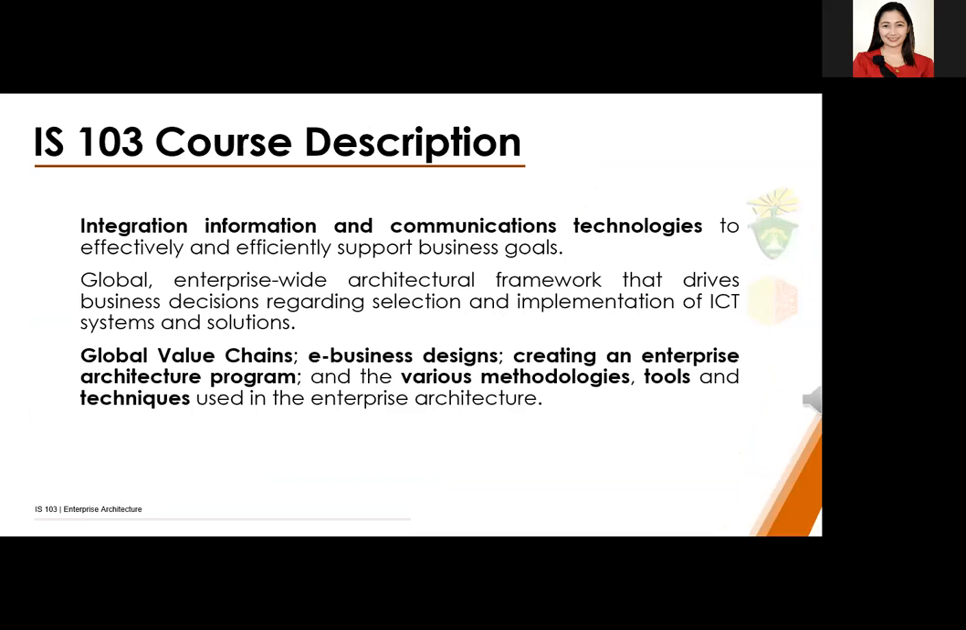IS 103 covers how to integrate information and communications technologies to effectively and efficiently support business goals. It also provides an overview of the global, enterprise-wide architectural framework that drives business decisions regarding selection and implementation of ICT systems and solutions. Topics include supporting and transforming global value chain, electronic business design, creating an enterprise architecture program, and the different methodologies, tools, and techniques used in the design and implementation of the enterprise architecture.